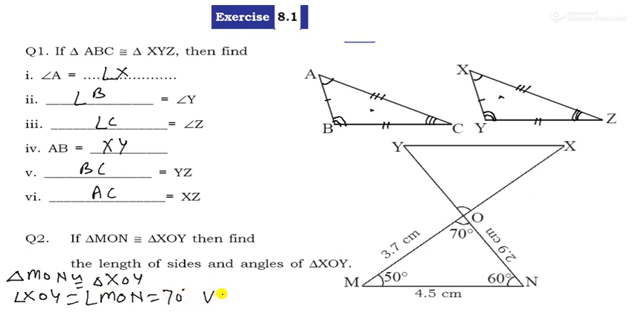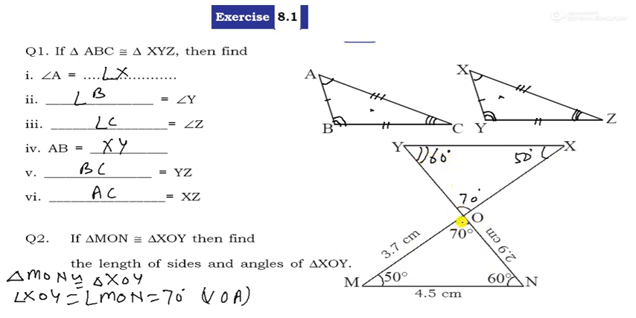So we can write here vertically opposite angle VOA. Now, as you know, all the sides, what happens in these sides? This angle is 70 degrees. So this is 50, you can write here it is 50 degrees, and it is 60. So you can write here 60 degrees.